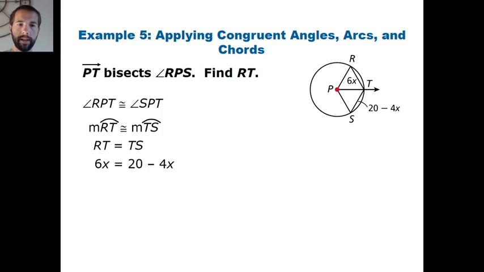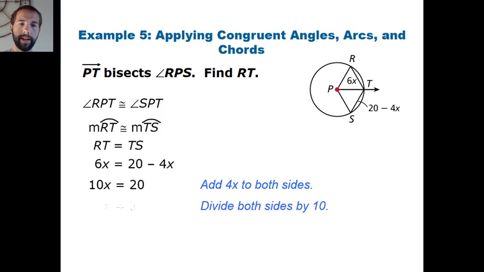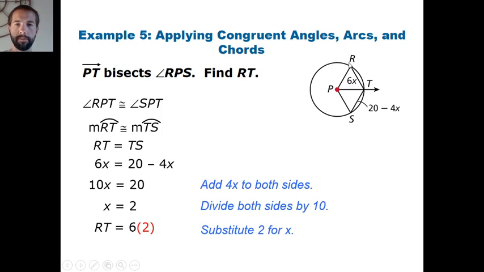Add 4x to both sides. We get 10x equals 20. And then divide both sides by 10, and we get x equals 2. So now we're going to take that 2 and substitute it in to find RT. So RT is right here, so we're going to do 6 times 2. And 6 times 2 gives us 12.